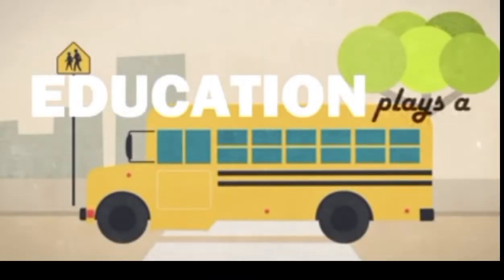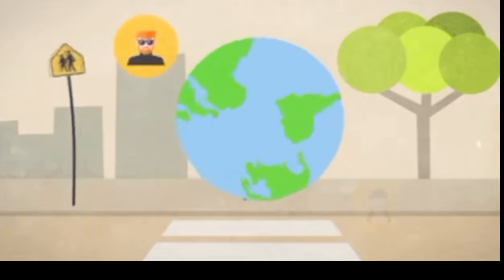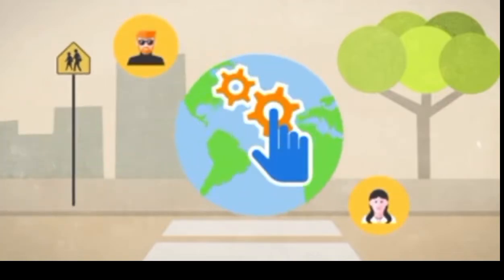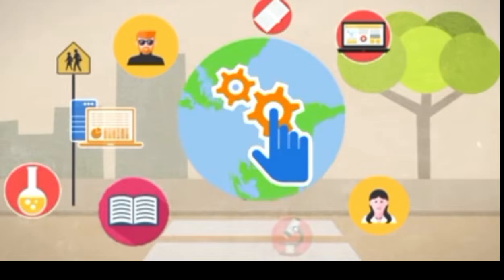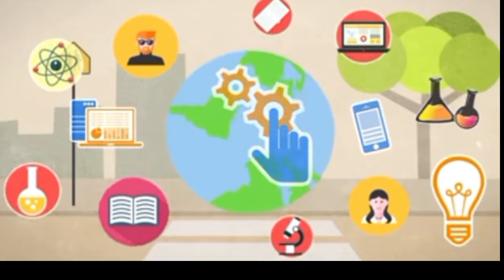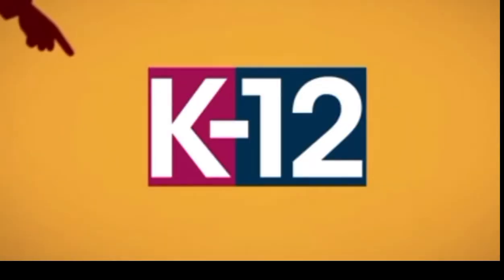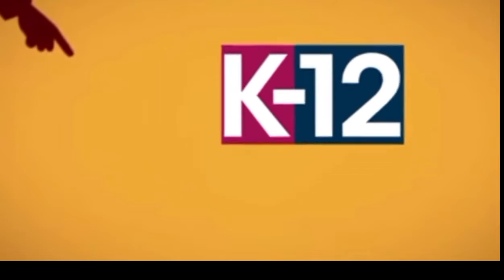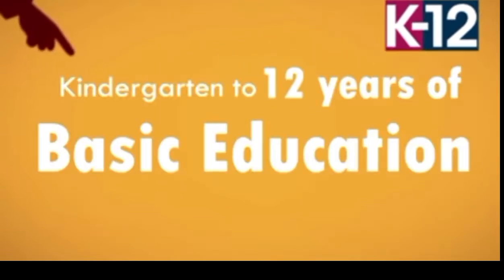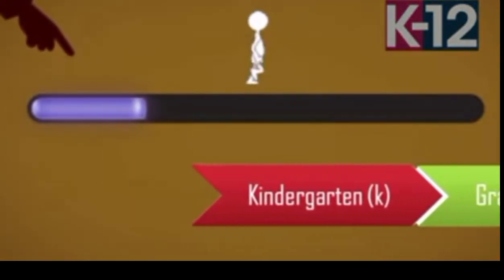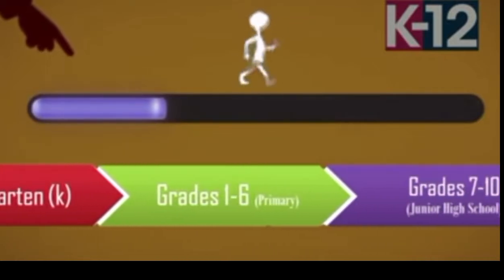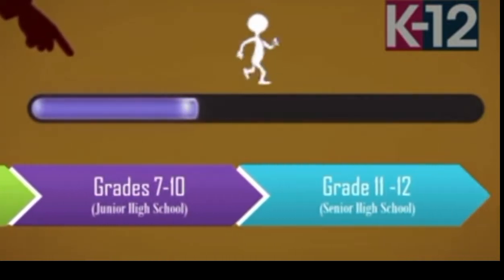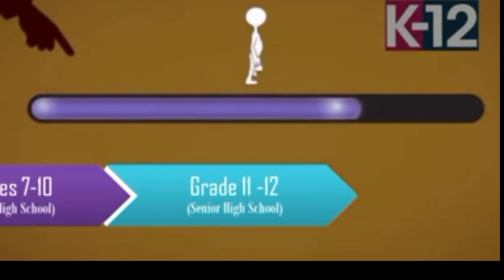Education plays a vital role in shaping tomorrow's leaders. We can become a better nation by acquiring the skills necessary to be productive members of a civilized society. Today, we have made strides in improving our education system. The K-12 program covers 13 years of basic education with the following key stages. Kindergarten, grades 1 to 6 are primary, grades 7 to 10 are junior high school, grades 11 and 12 are senior high school.